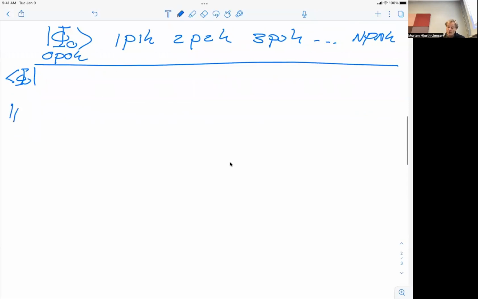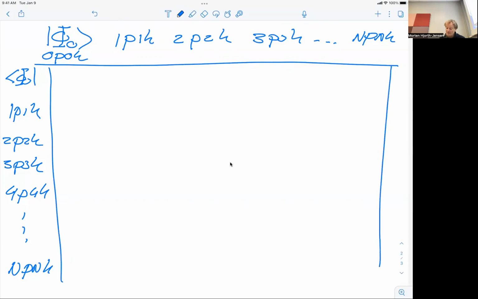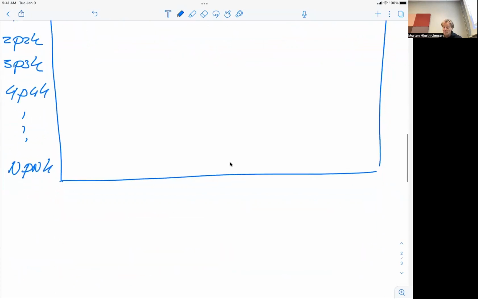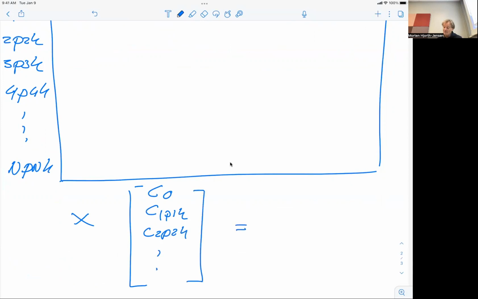And then we just continue like this: one particle, one hole, two particle, two hole. Let me just correct it here. So this is two particle, two hole, three particle, three hole. I have a little bit more space here, four particle, four hole. And this goes all the way down to n particle, n hole. And then this matrix is multiplied with these coefficients, which are the eigenvectors in our case. This is C one particle one hole, C two particle two hole, etc., all the way down. And then you have a lambda, multiplied with this vector with the unknown coefficients.